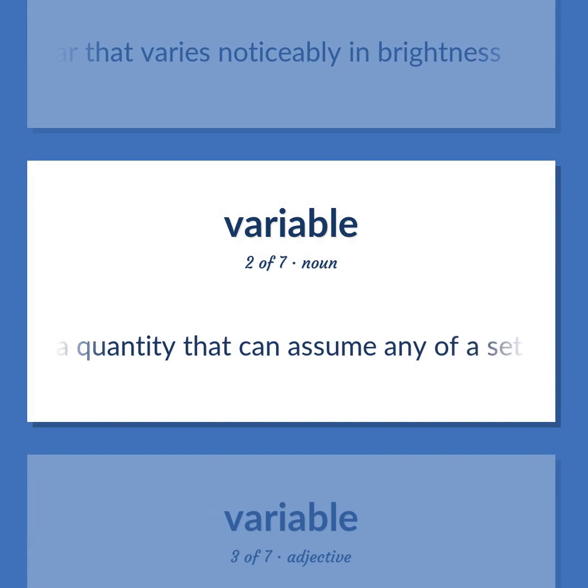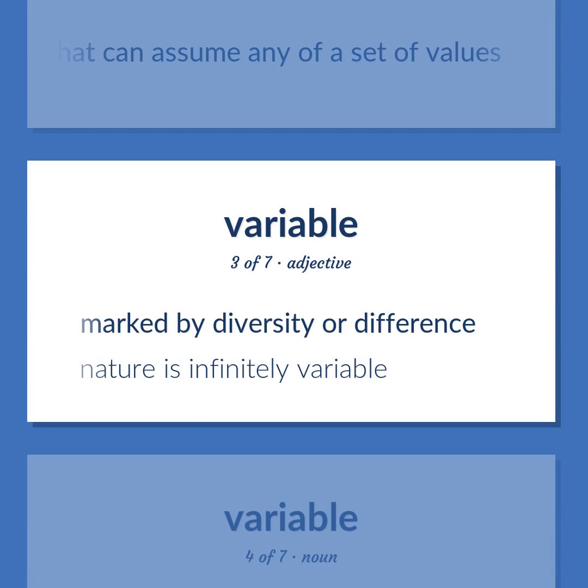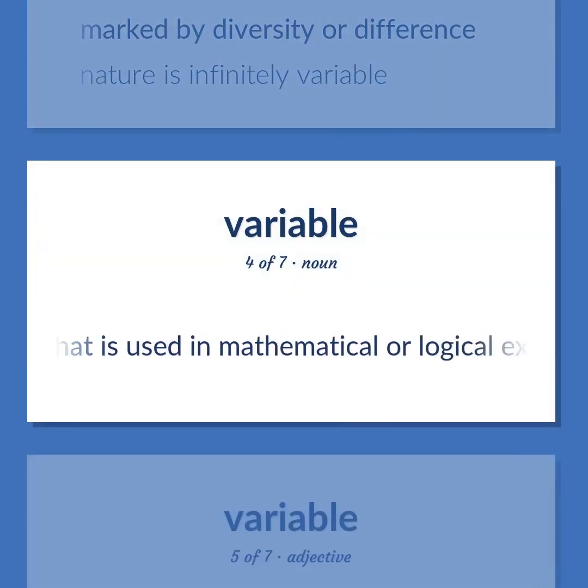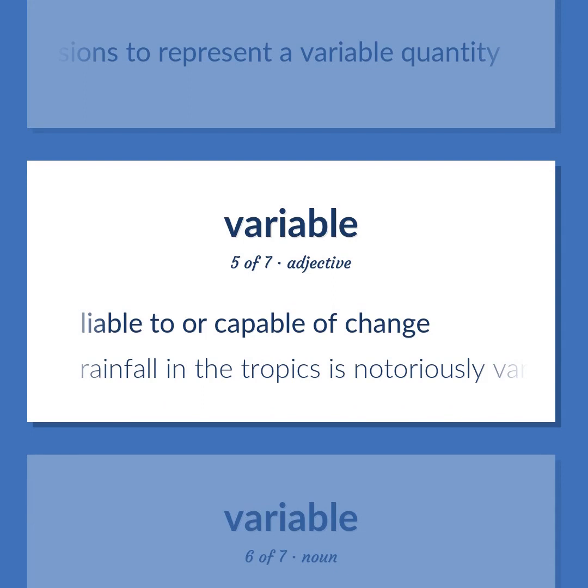A quantity that can assume any of a set of values. Marked by diversity or difference. Nature is infinitely variable. A symbol, like X or Y, that is used in mathematical or logical expressions to represent a variable quantity. Liable to or capable of change. Rainfall in the tropics is notoriously variable.